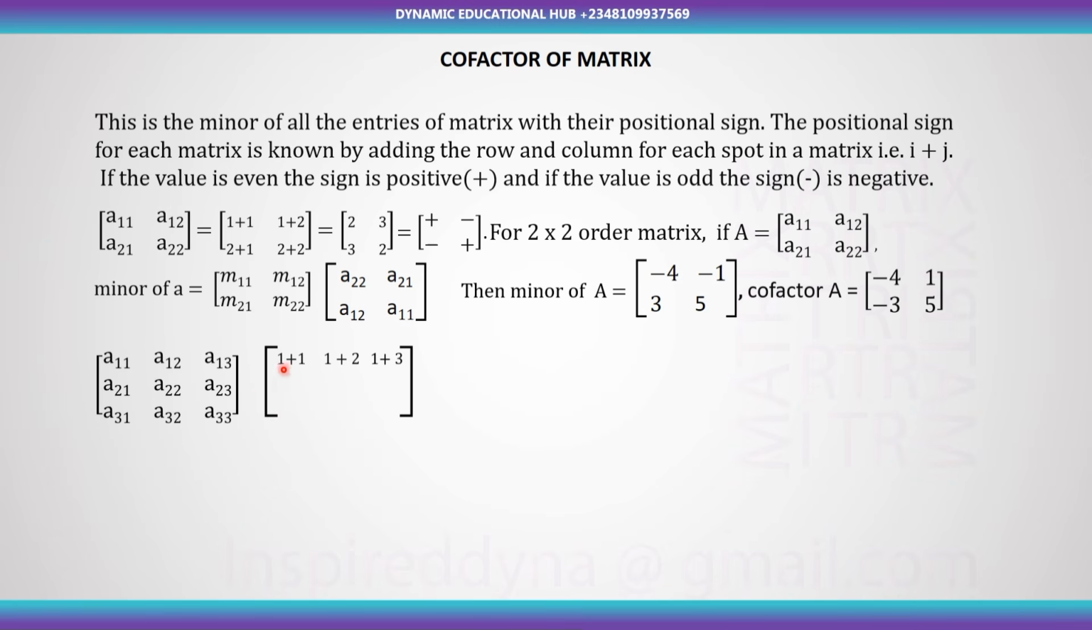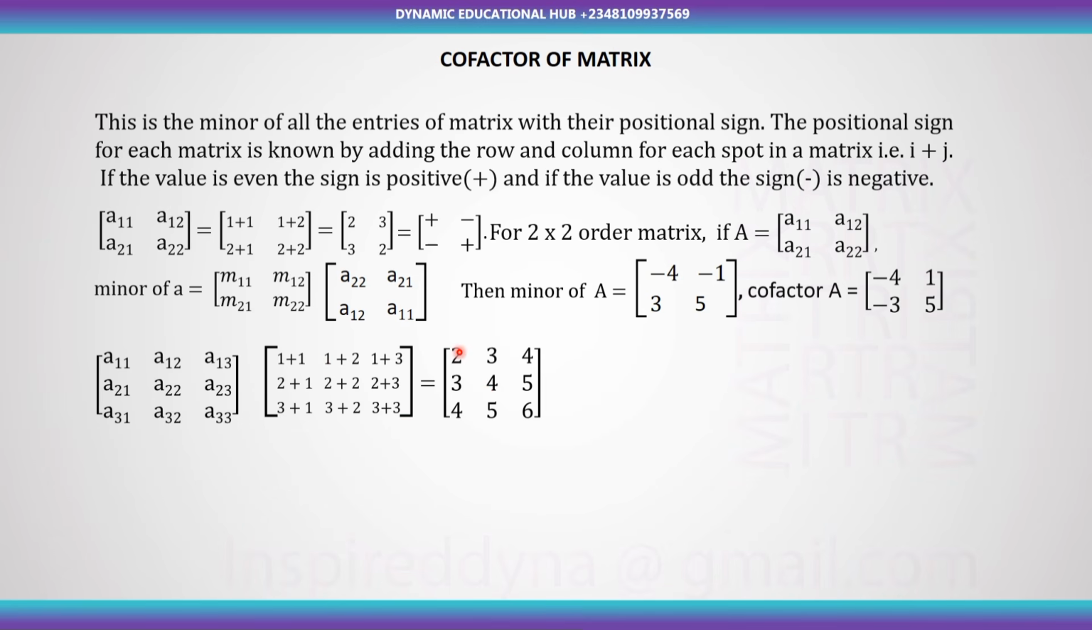Now for this one, we have 1 plus 1. This one 1 plus 2. This one 1 plus 3. This one 2 plus 1. 2 plus 2. 2 plus 3. The next one is 3 plus 1. 3 plus 2. And 3 plus 3.